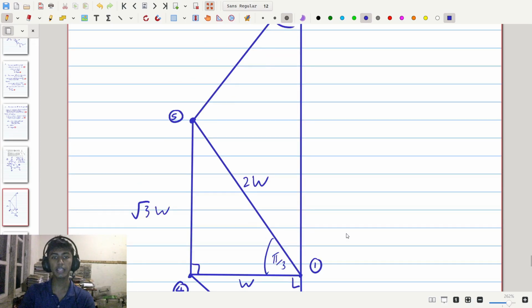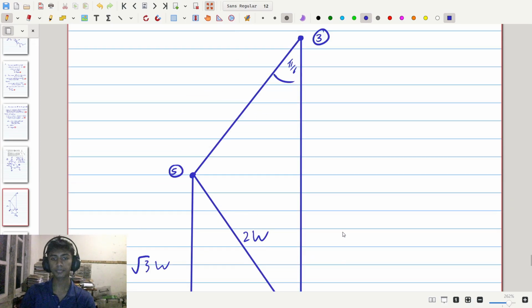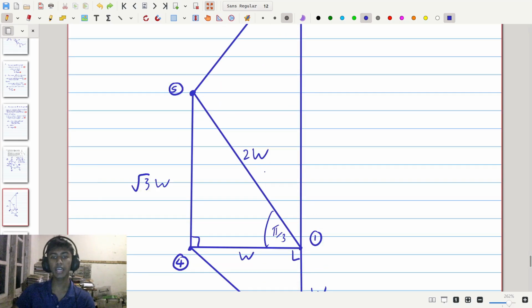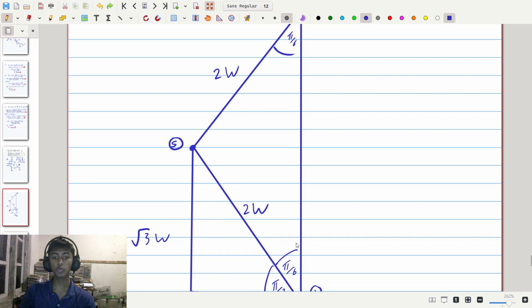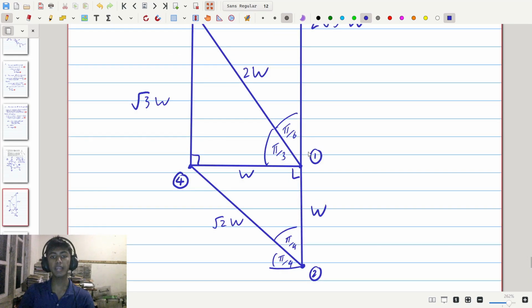And then finally, considering the rest of the angles, if this is 2w, since this whole thing is symmetrical as this angle is also pi by 6, we can say that the other length here is also going to be 2w. And finally, if this is 2w, this is 2w, this is pi by 6 and this is pi by 6, we can say, cutting this in half, this must be equal to root 3w, and therefore the total length here is 2 root 3w. And with that, we have completed our diagram.